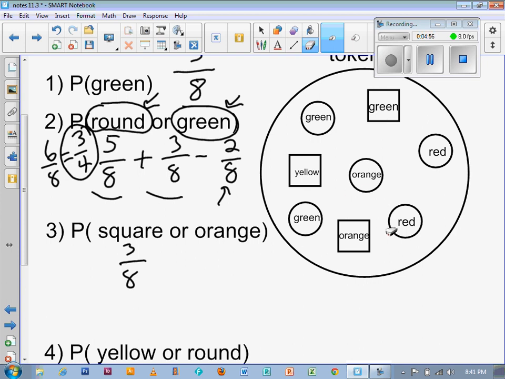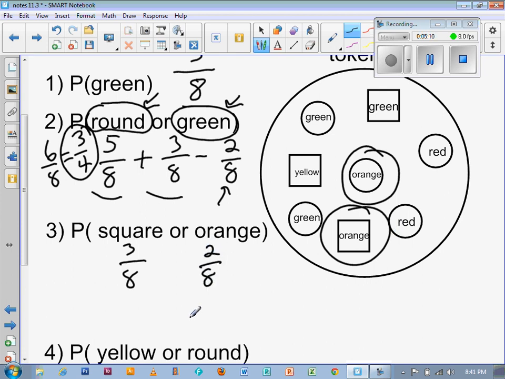All right, so we're going to now count orange tokens, which of course there's an orange token, there's an orange token. Looks like that's all of the orange tokens that we have. Okay, and so 3 out of 8 for the squares, because there's 3 squares out of the 8. There's 2 oranges, 2 orange tokens. So we're going to add those 2 together. So it could be that our probability is 5 out of 8 for us to select a square or orange token, unless we have counted something twice.